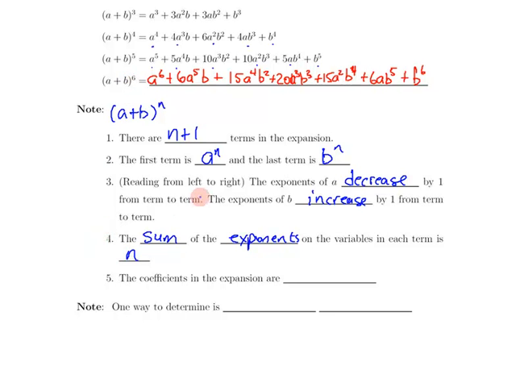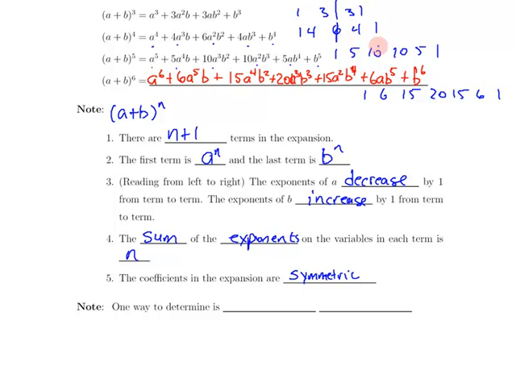The other thing I want you to see, and you may not be able to see where they come from, but at the very least the coefficients are symmetric. 1, 3, 3, 1. 1, 4, 6, 4, 1. I'm just listing the coefficients of each term. 1, 5, 10, 10, 5, 1. And then 1, 6, 15, 20, 15, 6, and 1. Notice how they're symmetric right down the middle, right? You draw a line down the middle, and it's the same on either side.